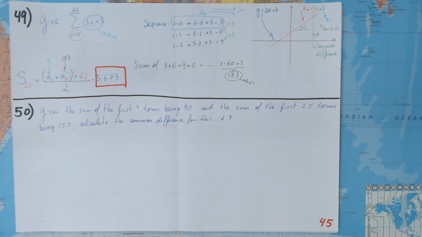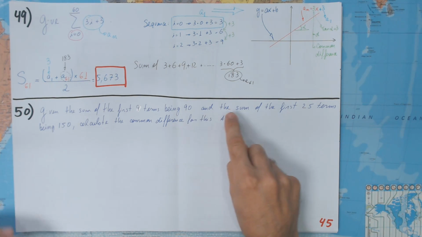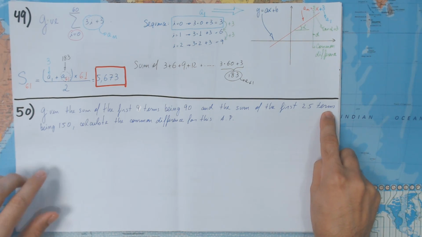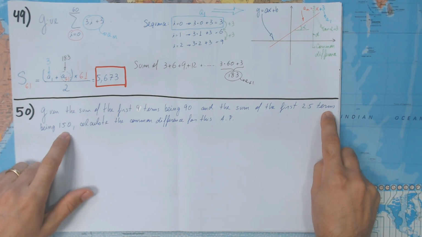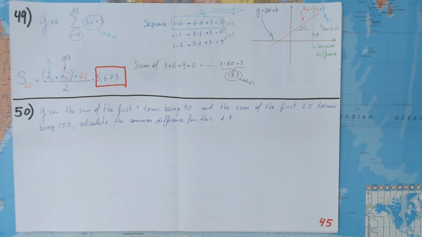Now consider this exercise. Given the sum of the first 9 terms being 90, and also knowing the sum of the first 25 terms being 150, calculate the common difference for this arithmetic progression.